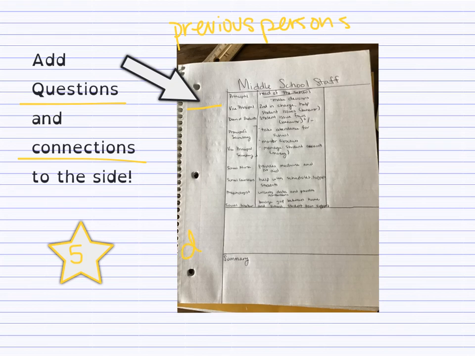Questions you can ask have to do with the differences or the similarities. It could also be where they're located and any other questions that you might have. Your goal is going to be 5. I know I'm challenging you here. 5 different questions or connections in the side here. All right? I have no doubt that you can do it.